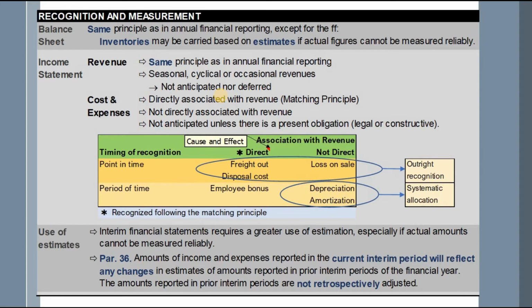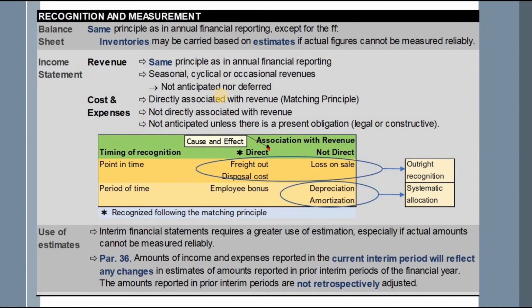For example, the current interim reporting period is the first quarter, and in the last quarter you are anticipating a revenue. That revenue that you anticipate will be earned in the last quarter cannot be recorded as revenue during the first quarter because you cannot record the revenue based on anticipation. It must be recorded when it is earned.